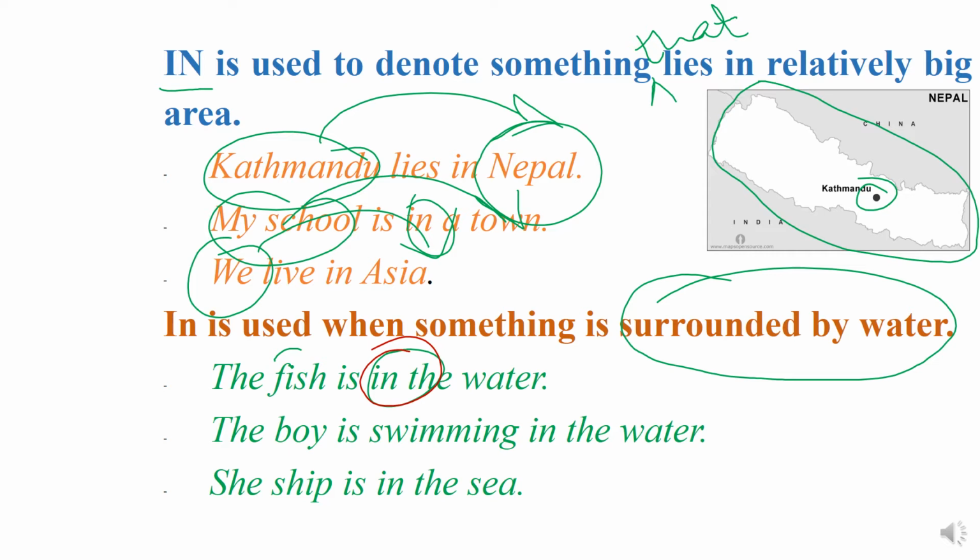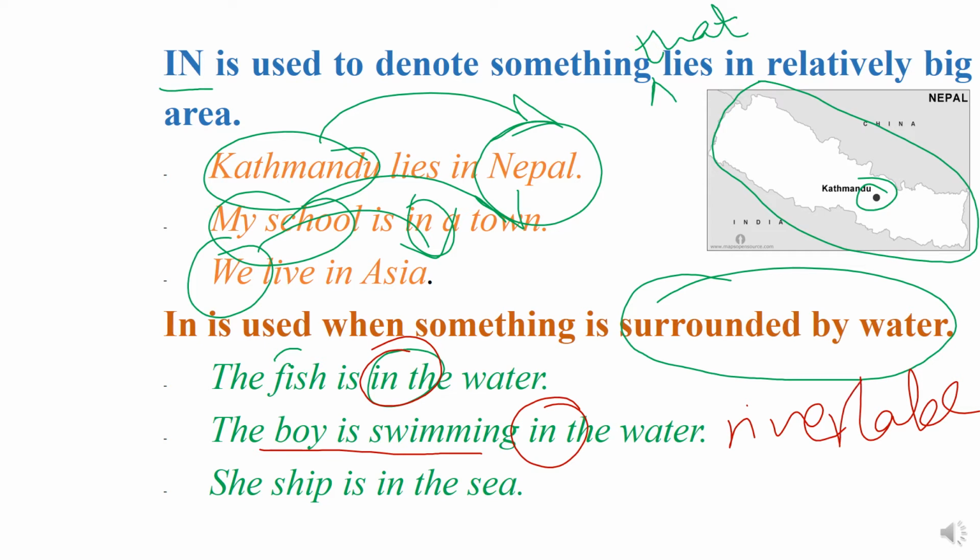So the boy is swimming in the water, or you can say water or river, or you can say lake also. Okay, the boy is swimming in the water, or in the river or lake, or you can say swimming pool also, but the boy is surrounded by the water. That's why the boy is swimming in the water, river, swimming pool, whatever, you can say anything.